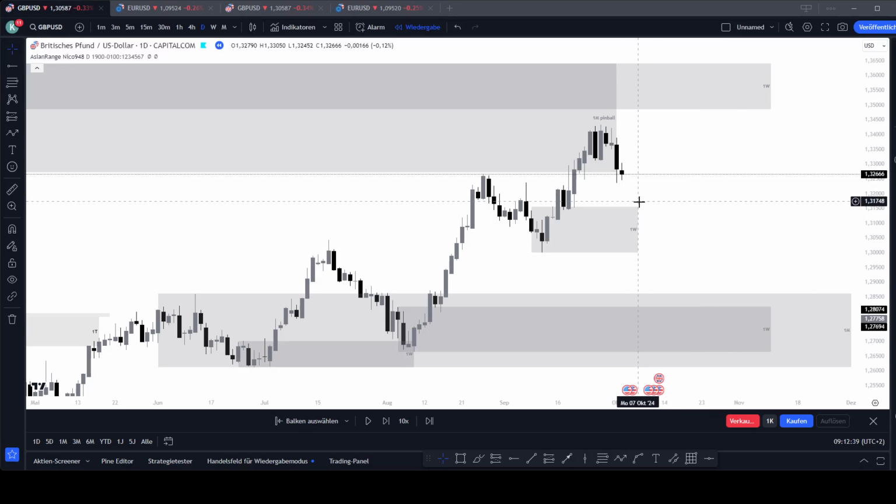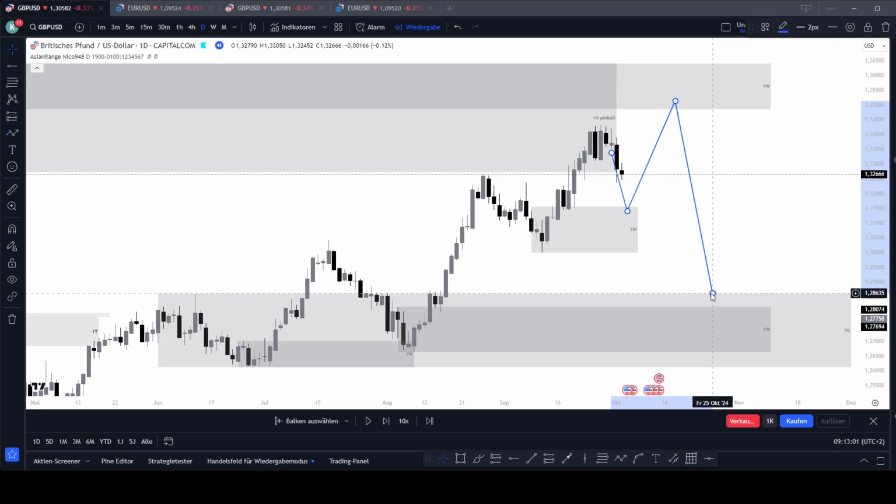But presently, on the long term, I'm expecting price to continue to sell downwards before providing maybe a reaction here within this 1 week demand zone upwards before dumping. So on my long term, this is what I'm expecting. A reaction around here to mitigate here, to come down here.